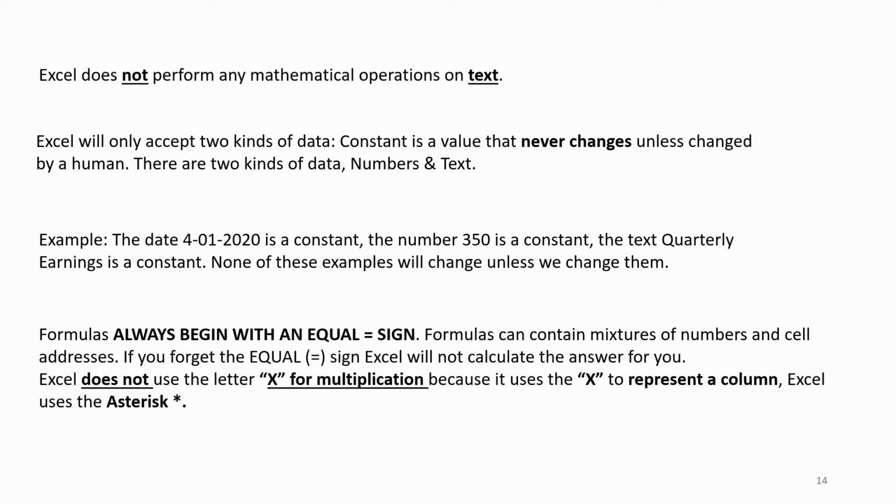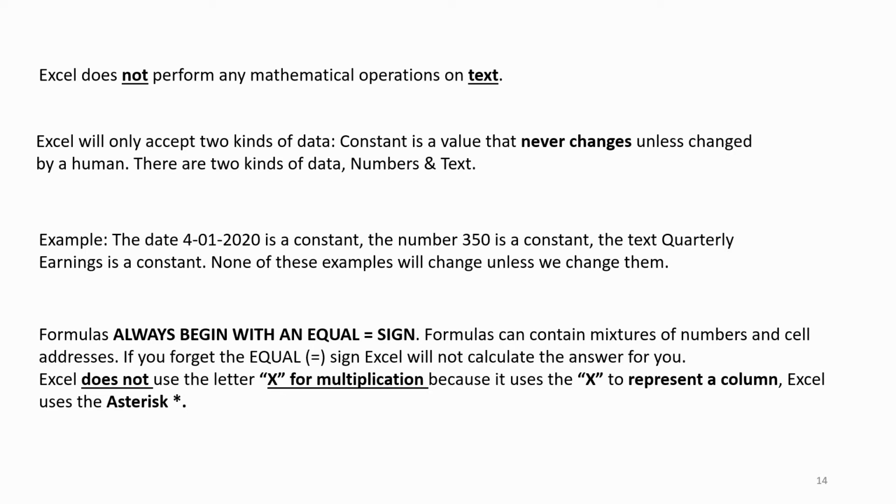Excel will only accept two kinds of data. Constant is a value that never changes unless changed by a human. There are two kinds of data, numbers and text. Example, the date 4-01-2020 is a constant. The number 350 is a constant. The text quarterly earnings is a constant. None of these examples will change unless we change them.